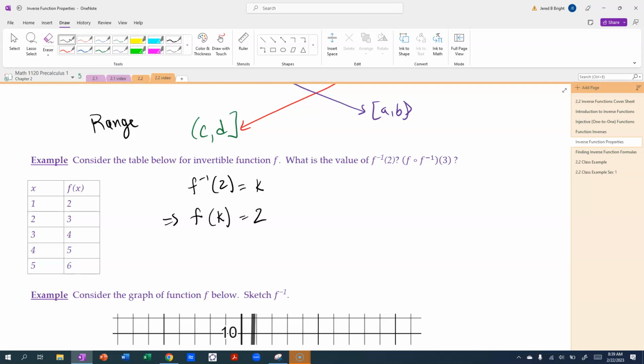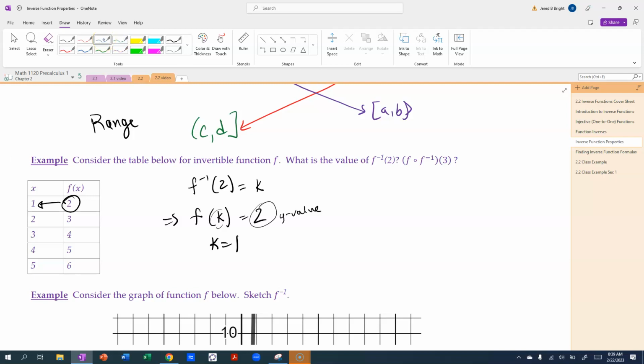So now I'm looking through my table and saying, oh, this is a y value, right? Now I'm looking for the value k that corresponds to a y value of 2. Oh, okay. So then k must be 1. So that's kind of a neat little idea.